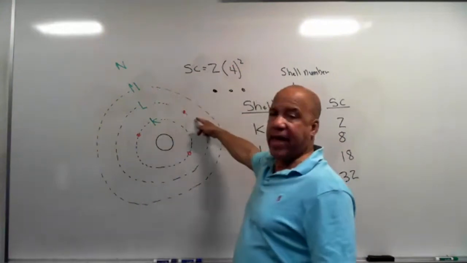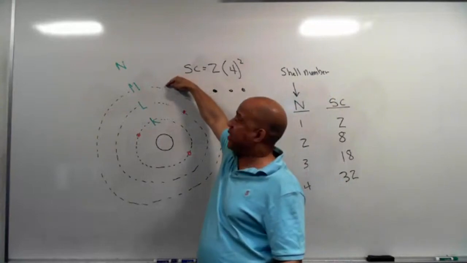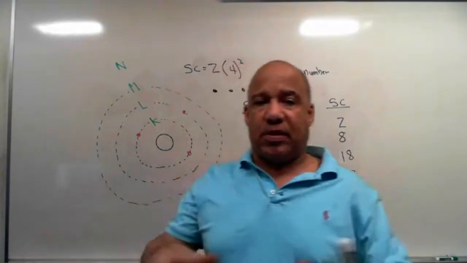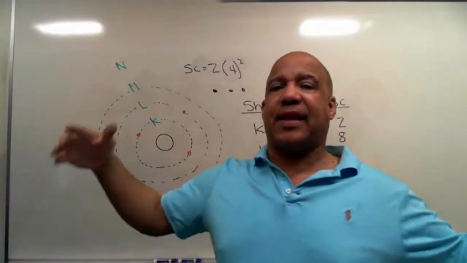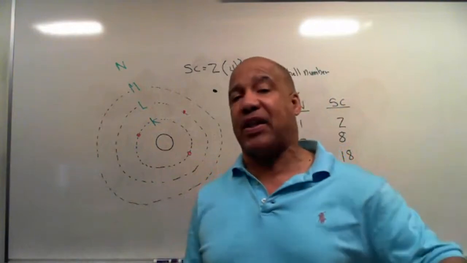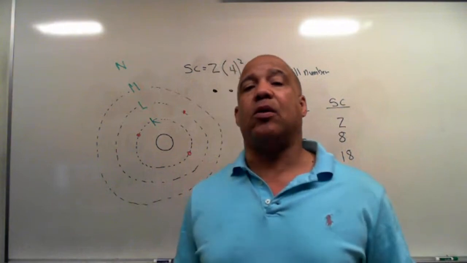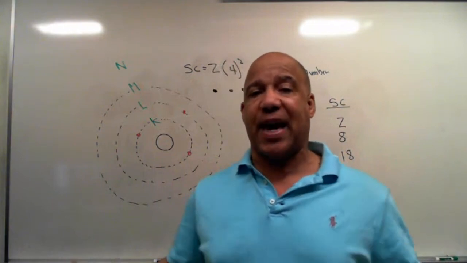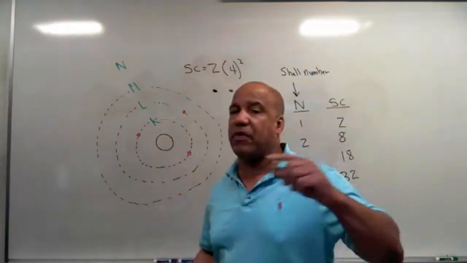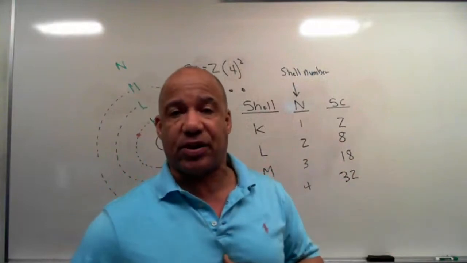If I added 8 to L and I got one more, 9, then the 9th one would be here in the M shell, and that would be my valence shell. So whatever shell, the outermost shell that has electrons in it, that last shell is called the valence shell. And the electrons in the valence shell, go figure, are called valence electrons. So valence electrons are the electrons in the outermost shell. That's important for what we're going to do here, because the number of electrons in the outermost shell tells us something about the atom that I'm going to talk about in just a second.